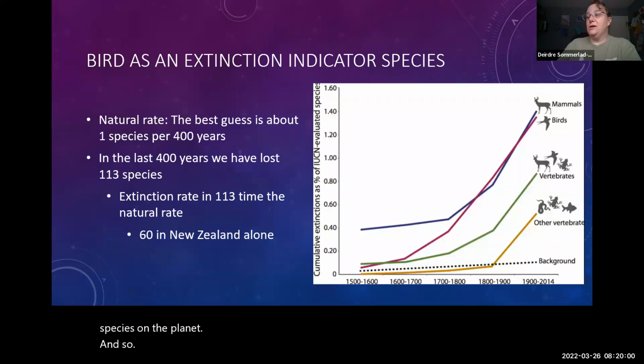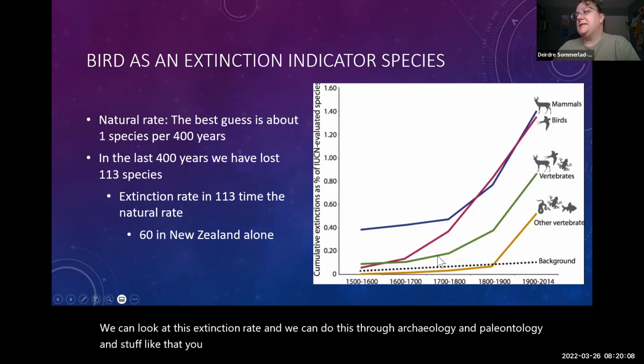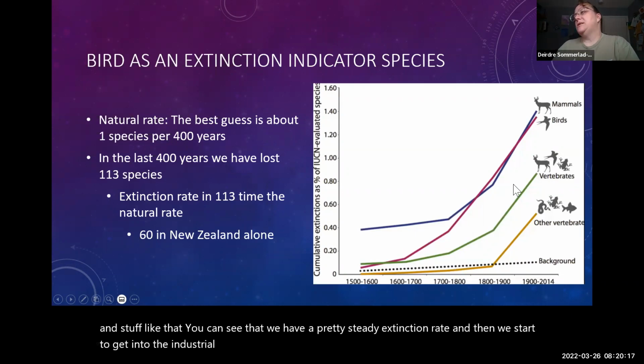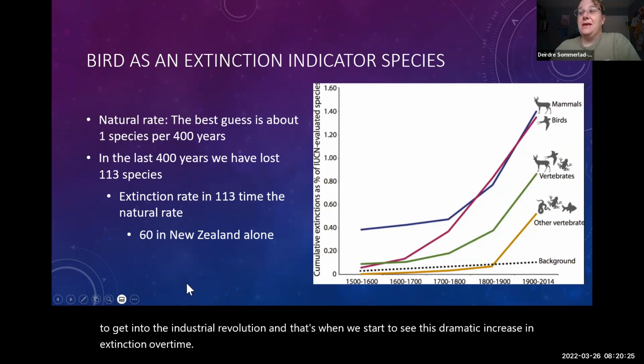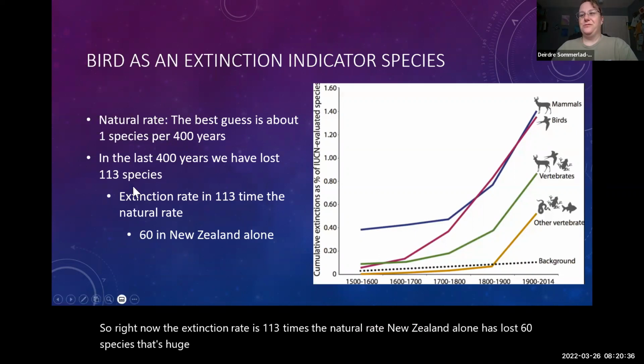We can look at this extinction rate through archaeology and paleontology and so on. You can see that we have a pretty steady extinction rate, and then we get into the Industrial Revolution, and that's when we start to see this dramatic increase in extinction over time. So right now, the extinction rate is 113 times the natural rate. New Zealand alone has lost 60 species. That's huge. That's not one every 400 years. It's only been like 200 years.